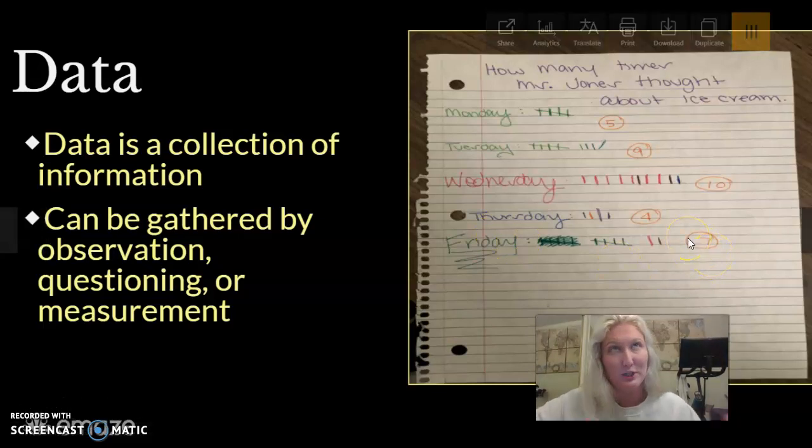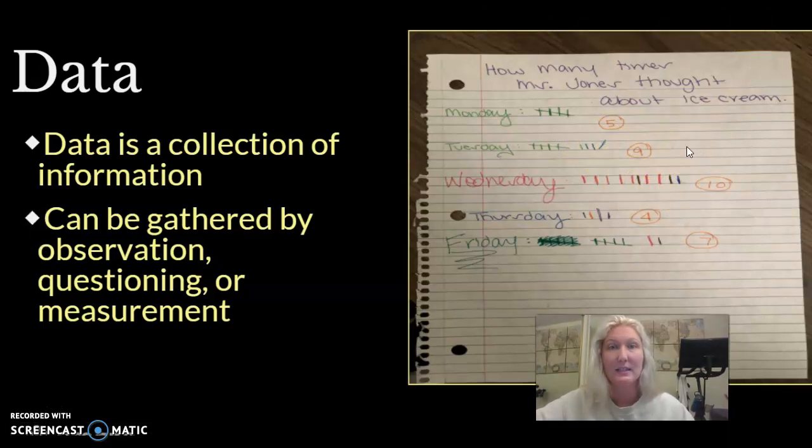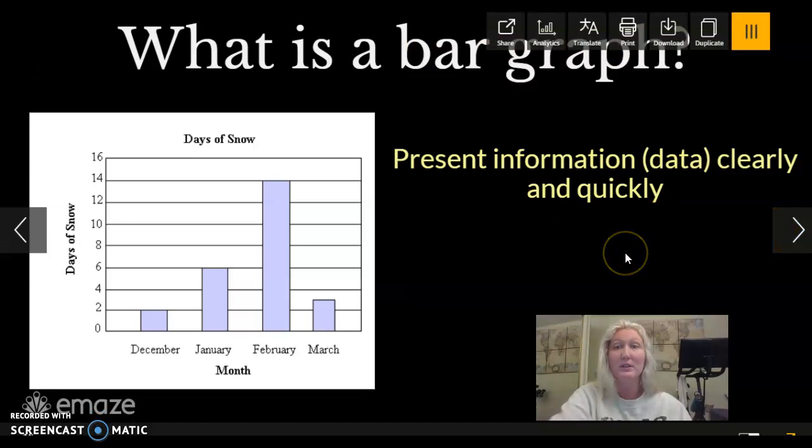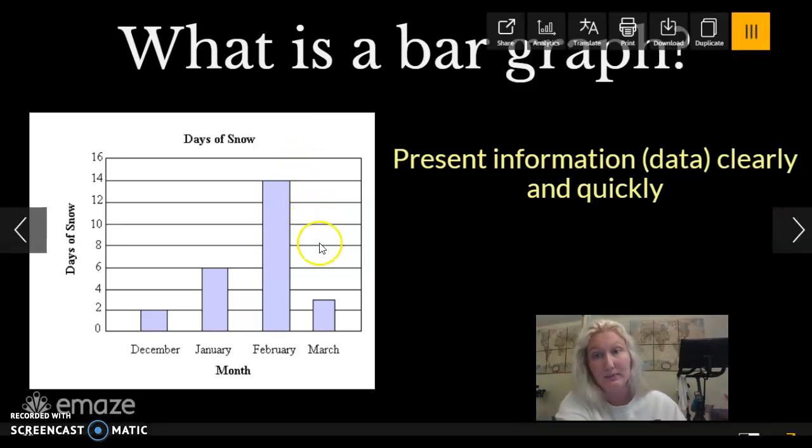So we know Miss Jones likes her organization, okay? So I went ahead and put those totals on the end. But if those totals weren't there, we would just have those tally marks, and that might be a little bit harder to read. So the question is, how can we present our data in a concise and clear way? Is there a way to do this? There is. And we're going to be doing this through bar graphs, okay? Most graphs, the reason for graphs is to condense and show information clearly, but we're specifically focusing on bar graphs this week, which are able to present information, data, clearly and quickly, okay?